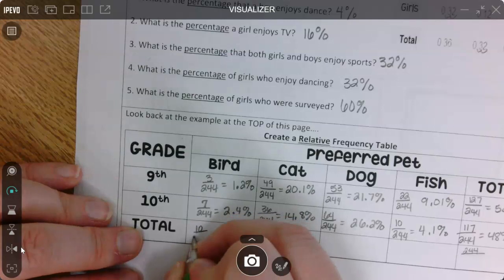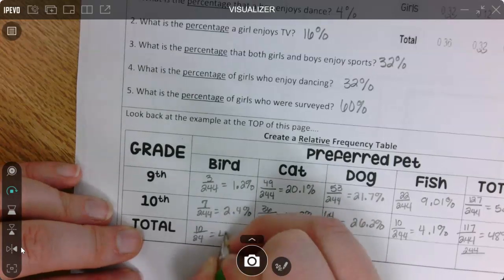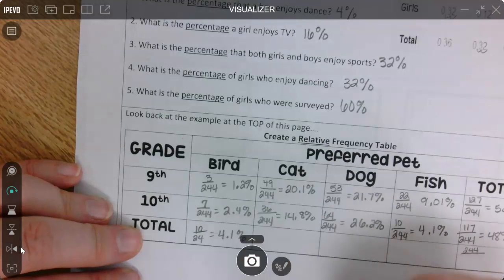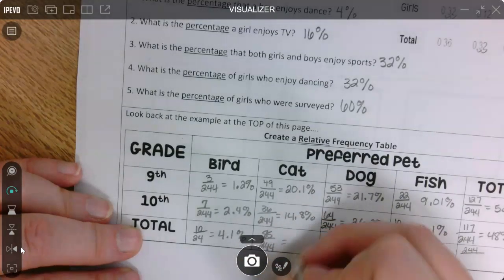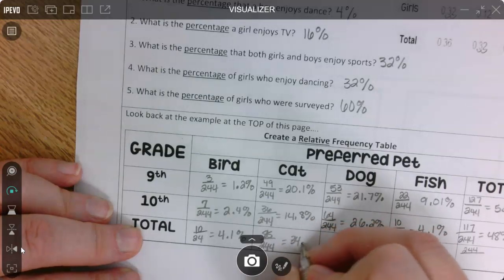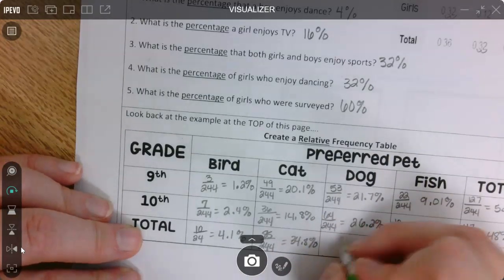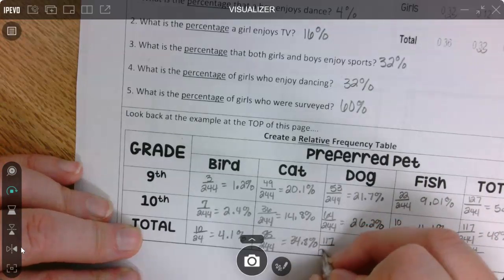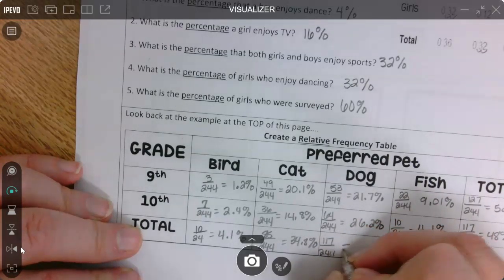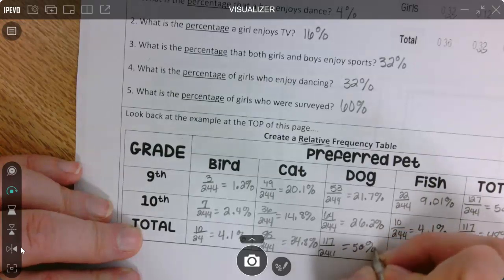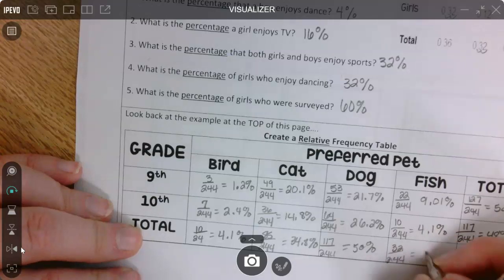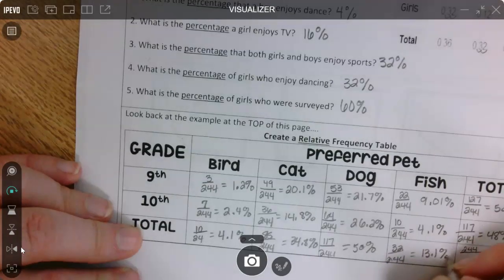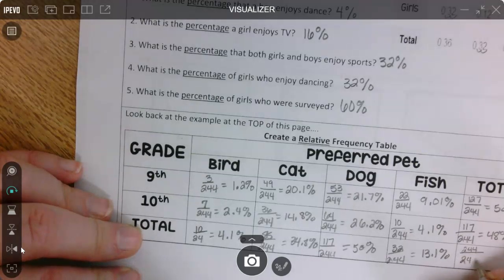10 out of 244 gives us 4.1%. 85 out of 244 gives us 34.8%. Then we have 117 out of 244. That gives us 50%. 32 out of 244 gives me 13.1%. And then 244 out of 244, that gives me 100%.